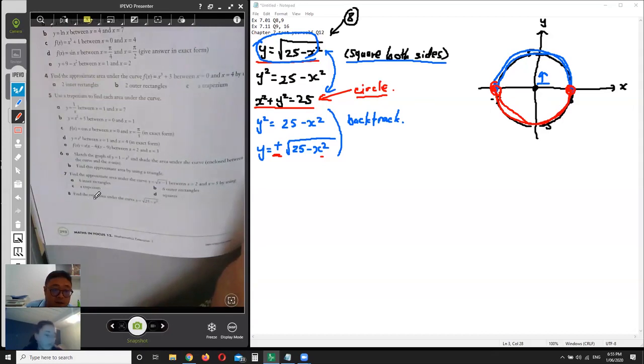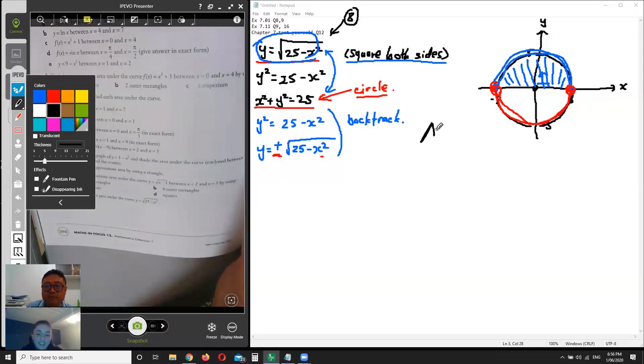Now, let's read the question. Find the exact area under the curve. Have you worked it out yet? Yeah, just the top part. Yep. It's the area of a circle, but just half of it. Yeah, that's right. So the area is equal to pi r squared. And the r is 5. So it's 25 pi over 2. Right. Okay, that makes sense.